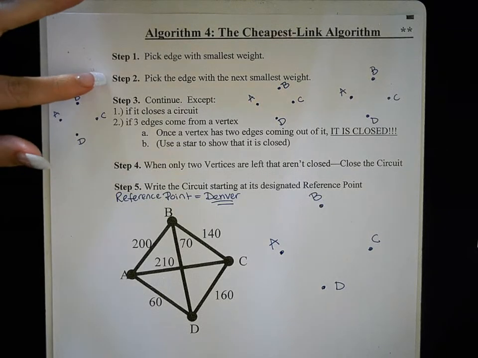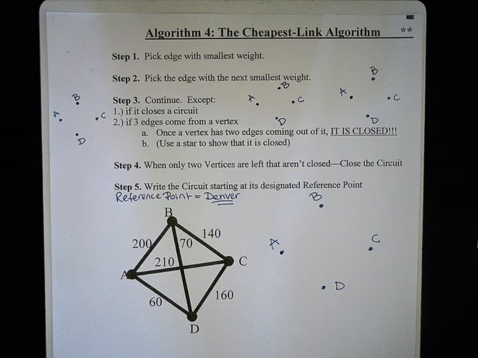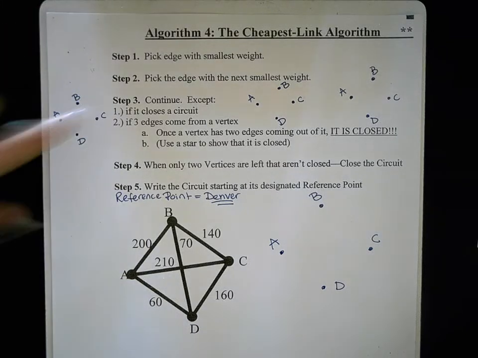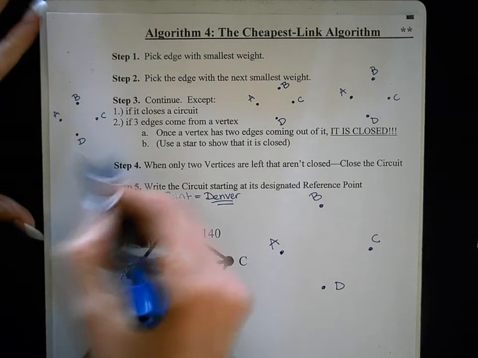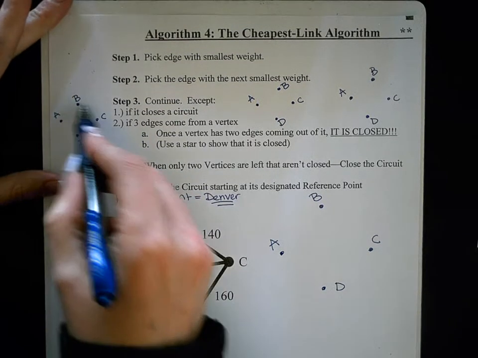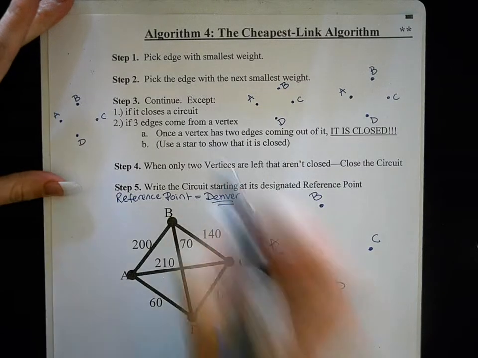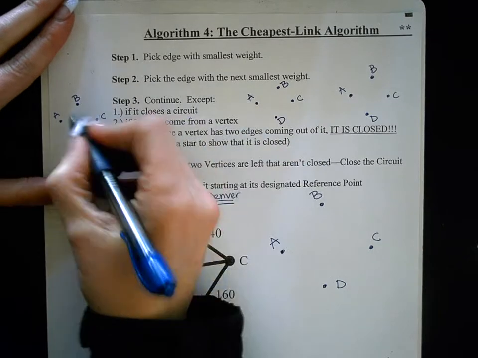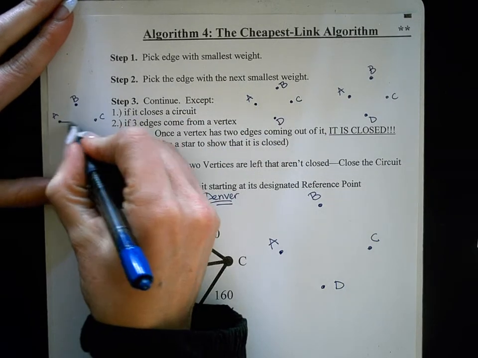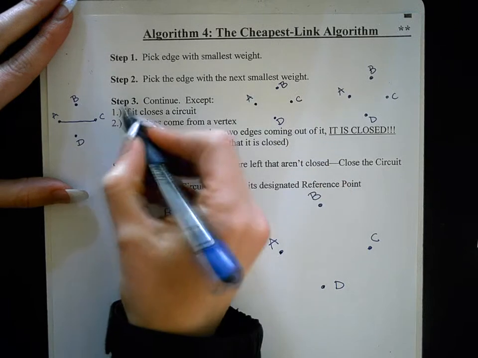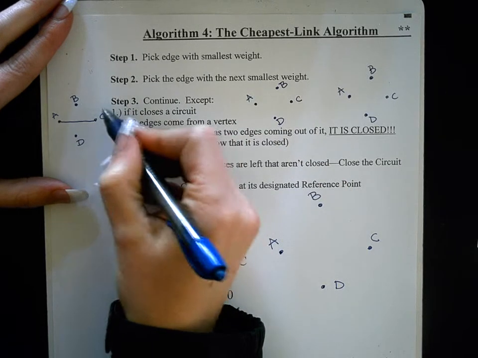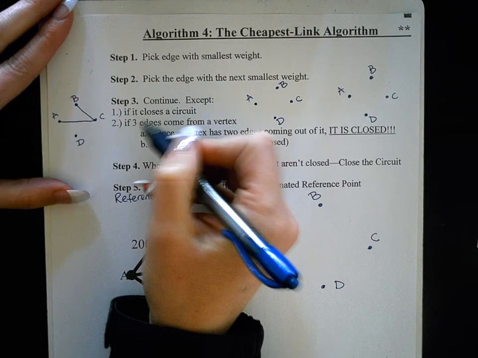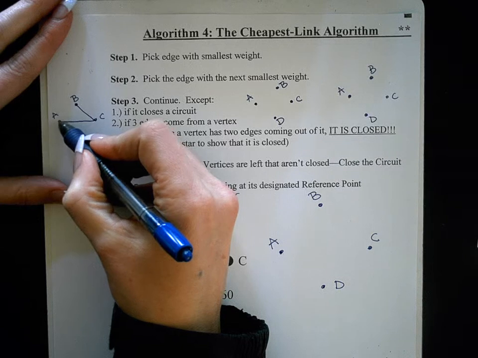Step 2 is to pick the edge with the next smallest weight, and then we keep doing that, except if it closes a circuit. And what I mean by that, I have this little picture right here: A, B, C, D. I'm going to do a pretend example just to show what it means to close a circuit. Let's say in this pretend example that AC has the smallest weight. This is made up. The next edge that has the smallest weight is BC. The next edge that has the smallest weight after that is AB.